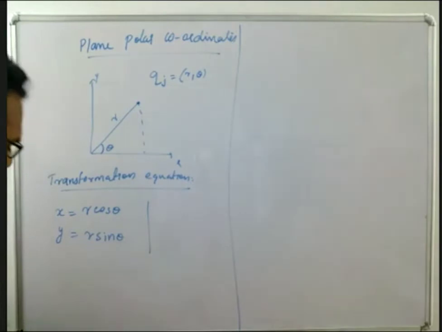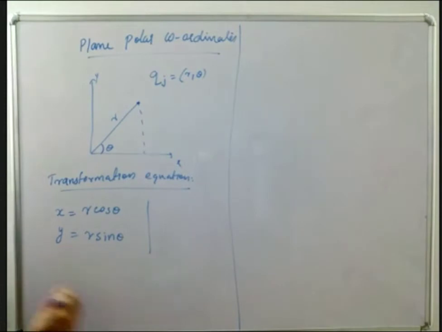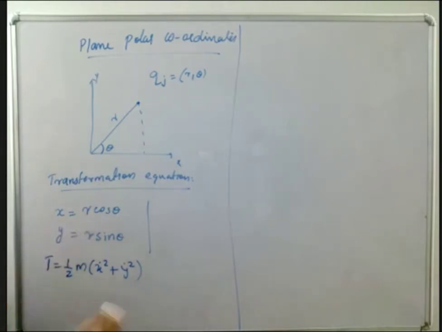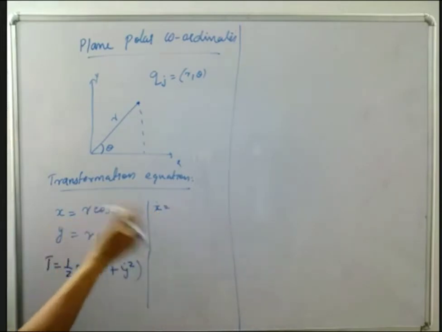For finding the kinetic energy, you just take half m (x dot square plus y dot square). So T is equal to half m (x dot square plus y dot square). We need to find x dot and y dot. You just take the time derivative, because r and theta both depend on time.